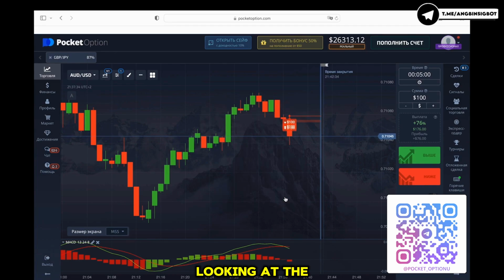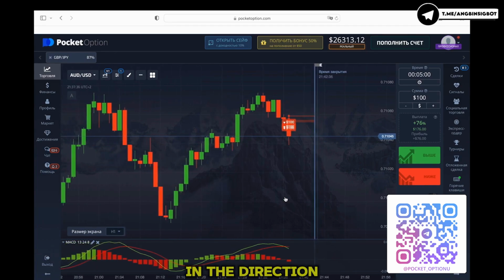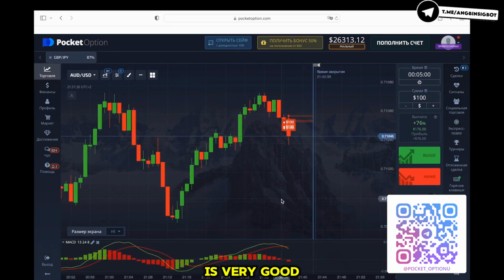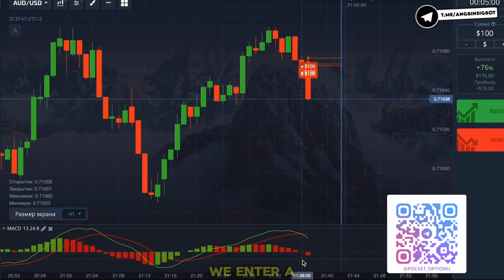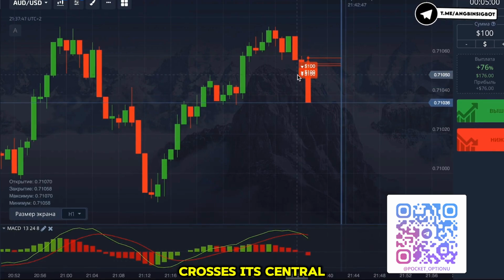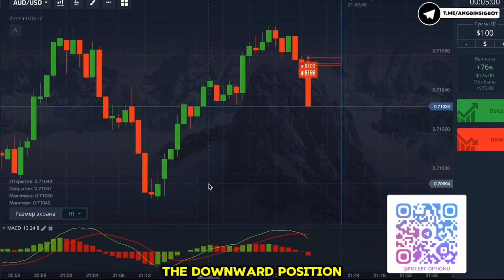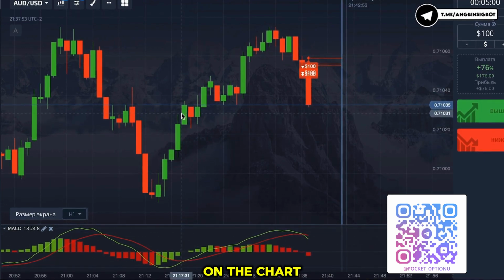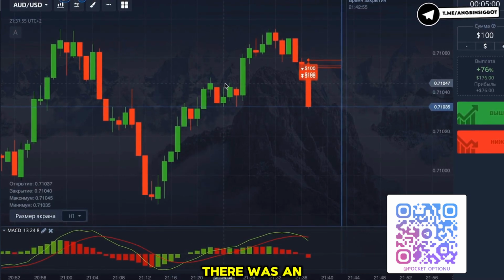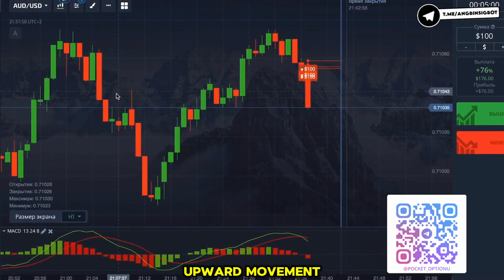While we were looking at the settings, the candle has already broken down in the direction we need. This is very good. Let's now figure out the entry point. I will try to show everything as clearly as possible. According to this strategy, we enter a trade when the indicator crosses its central line. Here, we entered a downward position, but we can also see other signals that the indicator provided before this on the chart. For example, there was an upward crossover and a decent upward movement.